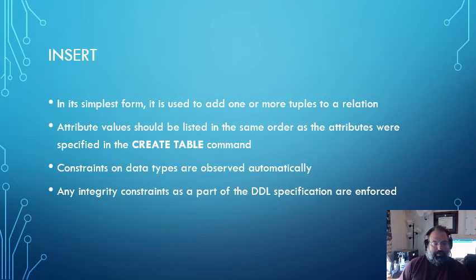The attribute values should be listed in the same order as the attributes were specified in the create table, or they should be set in such a way that it includes the list of those attributes in the order that the values correspond. Constraints on data types are observed automatically, so you will not be allowed to insert something of the wrong data type. And integrity constraints that are part of the DDL specification are enforced.